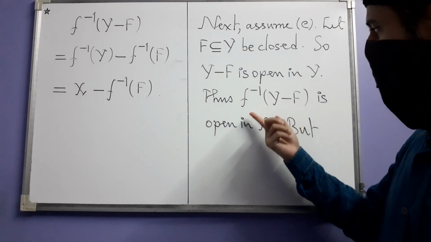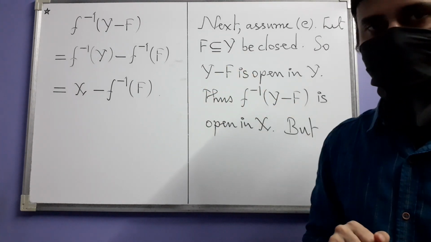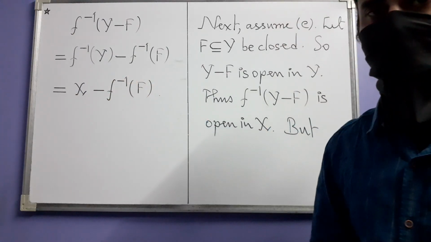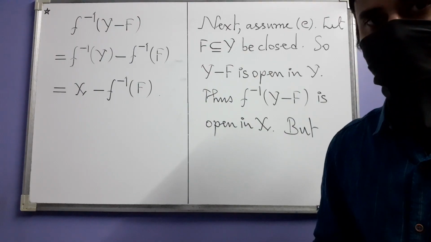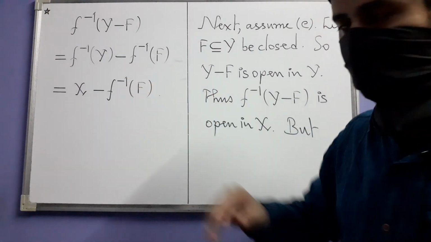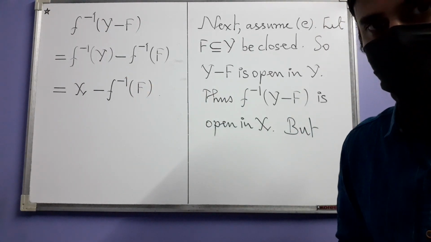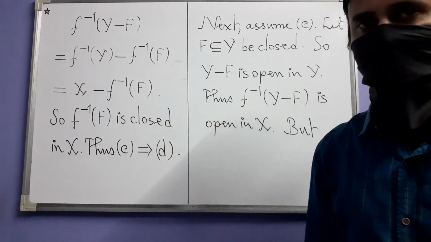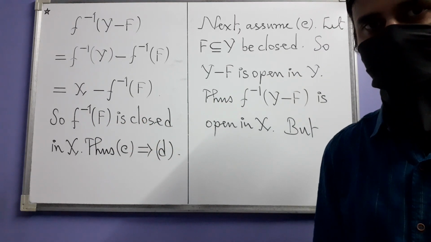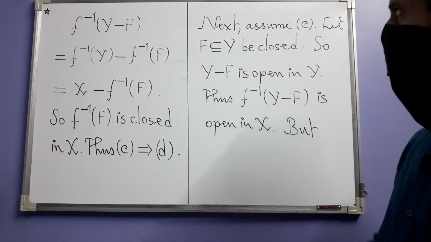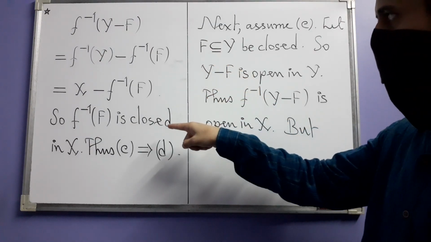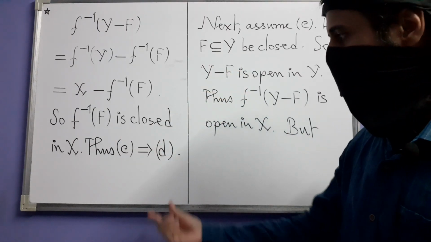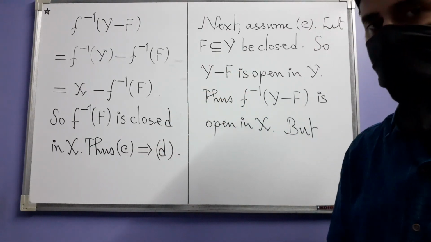This set is open in X and it is the complement of this inverse image in X. So that means the inverse image must be closed in X. So we write that, f inverse of F is closed in X, and this is what we wanted to show. That means the inverse image of any closed set in Y is closed in X. So that's why C implies D.